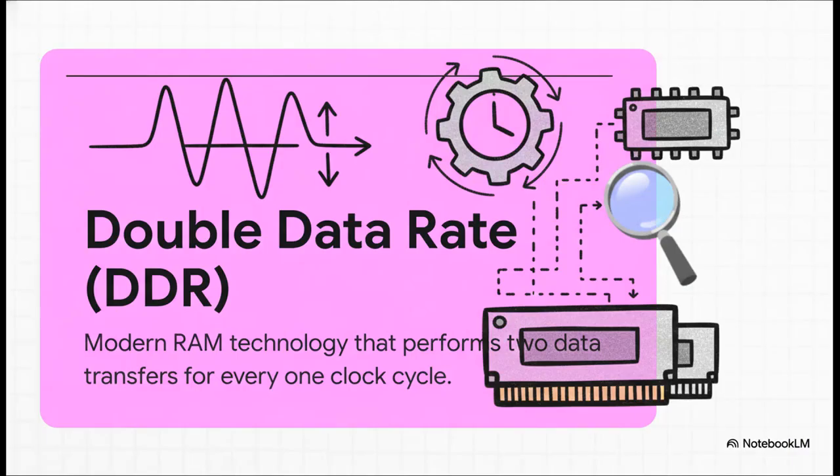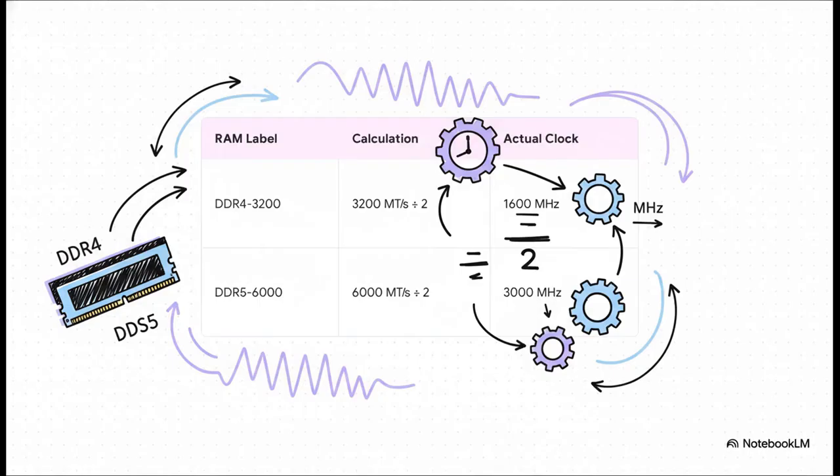And the reason for this mix-up is all thanks to this one brilliant piece of technology, double data rate, or DDR. It's in all modern RAM, and what it does is pretty amazing. It performs two data transfers for every single tick of the clock, one when the signal goes up and another when it comes down. Two transfers, one cycle. And once you know that little trick, the math becomes incredibly simple.